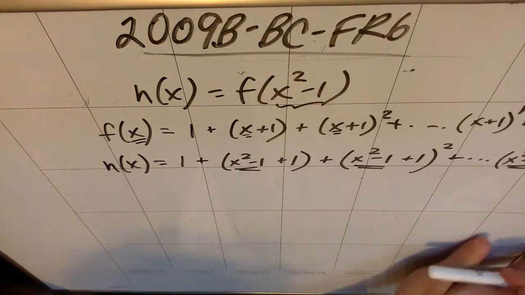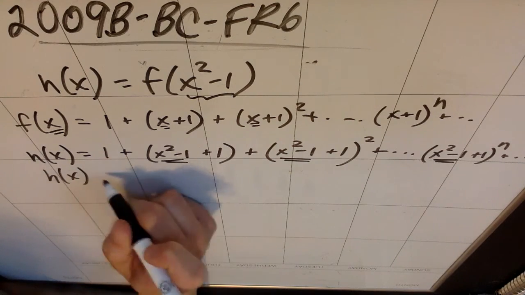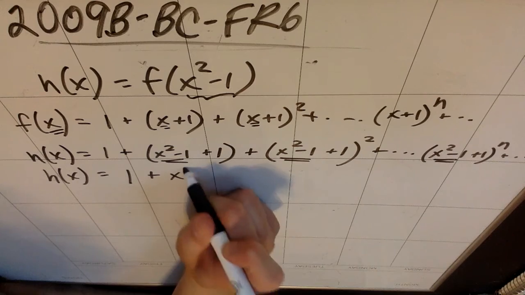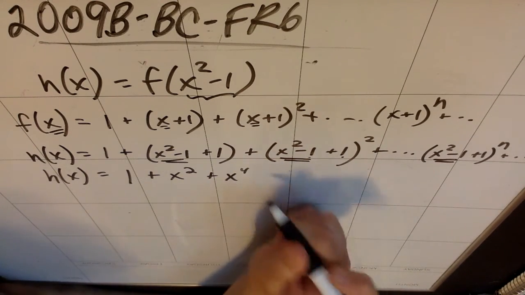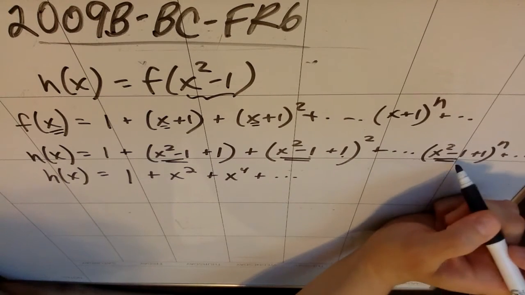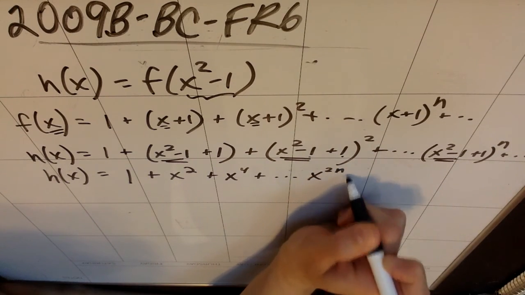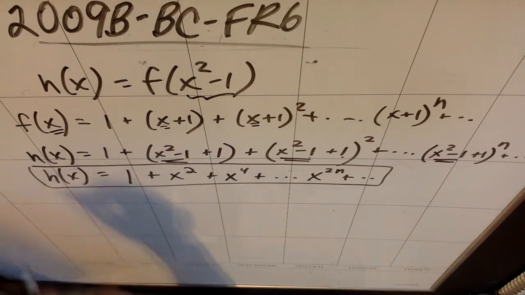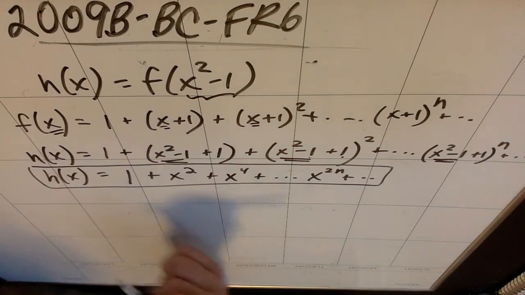So what that means, sorry, inching that over so you can see that, is that h of x should just be 1 plus, the minus 1 plus 1 goes away and I get an x squared. The minus 1 plus 1 goes away and I get x squared squared, which is x to the fourth, and so on. The minus 1 plus 1 goes away and I get x squared to the n, which would be x to the 2n, and so on. That's my h of x, right? Since I know what f is.